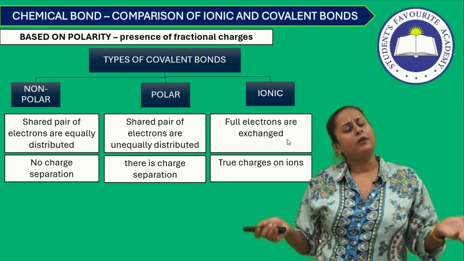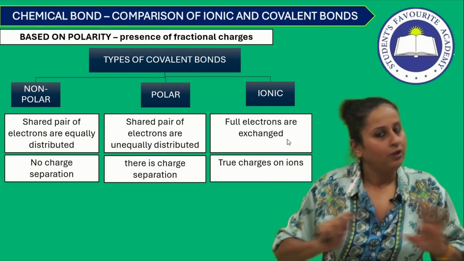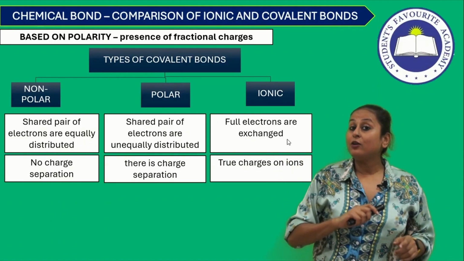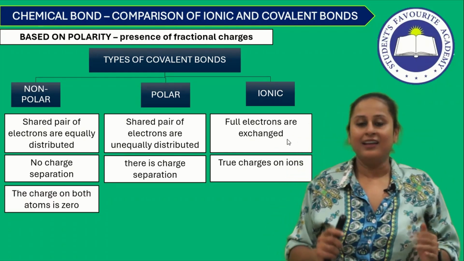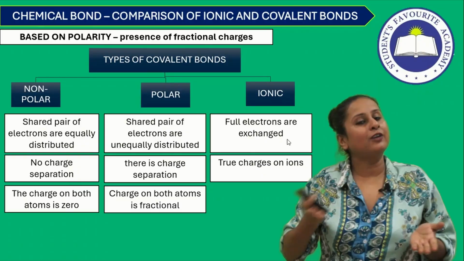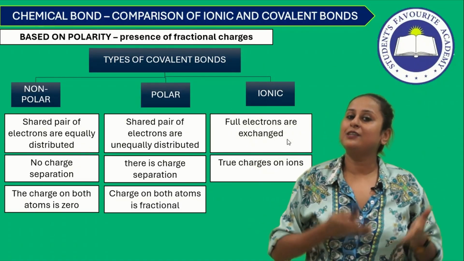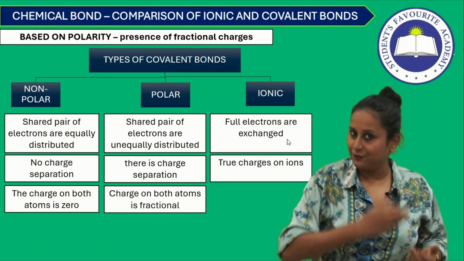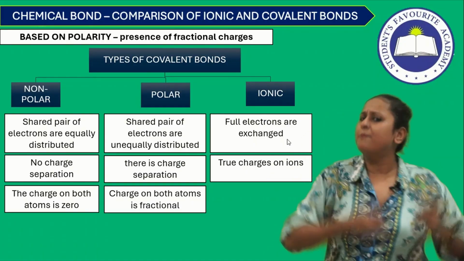So for a non-polar covalent bond, the charge between the atoms is 0. No charge separation. For a polar covalent bond, fractional charges, lesser than 1, are observed in the two atoms. The one which is more electronegative will get a fractional negative charge. The one which is more electropositive will get a fractional positive charge. And when we talk about ionic bonds, we see whole number charges.